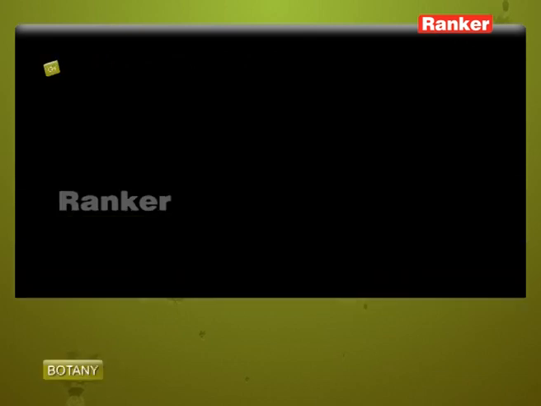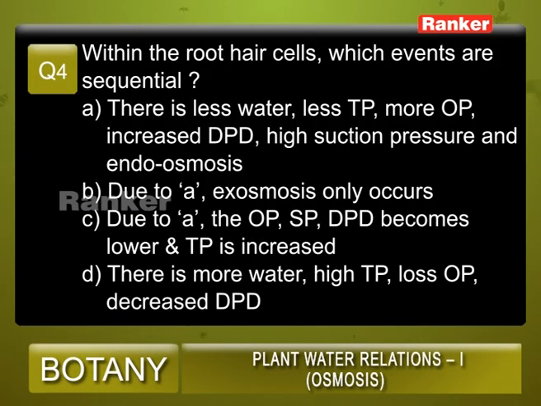Question number 4. Within the root hair cells, which events are sequential? A, there is less water, TP (turgor pressure), more OP (osmotic pressure), increased DPD (diffusion pressure deficit), high suction pressure, endoosmosis. Then B, due to A, exoosmosis only occurs. C, due to A, the OP, SP, DPD becomes lower and TP is increased, that is turgor pressure is increased. D, there is more water, high TP, loss of OP and decreased DPD.